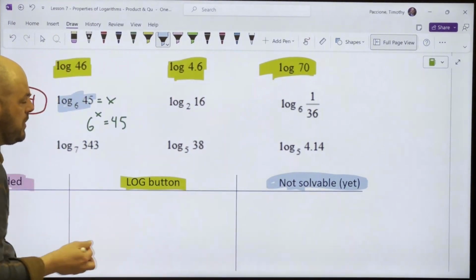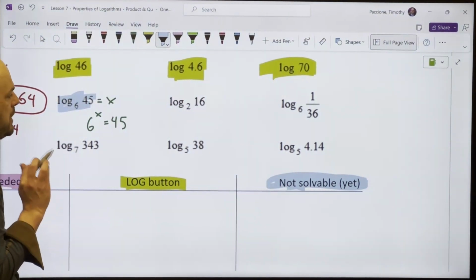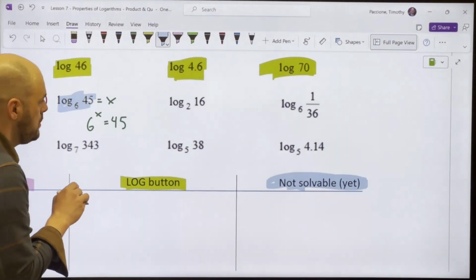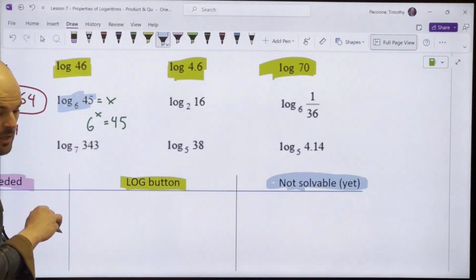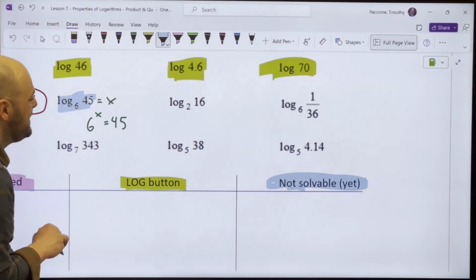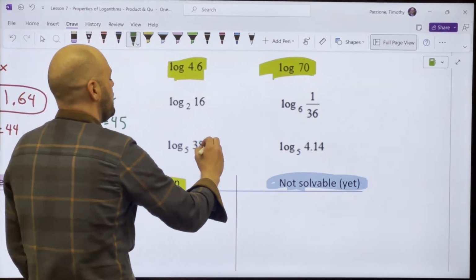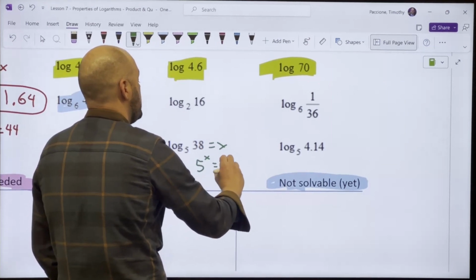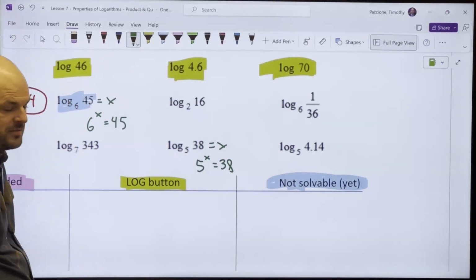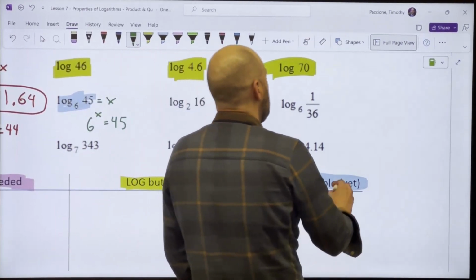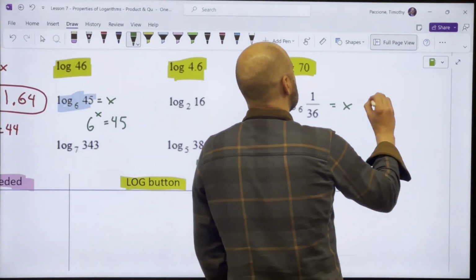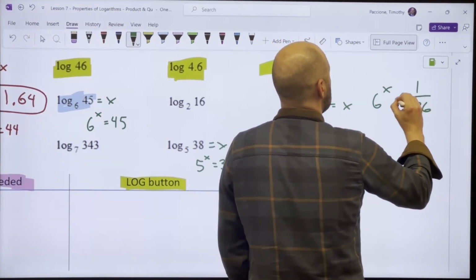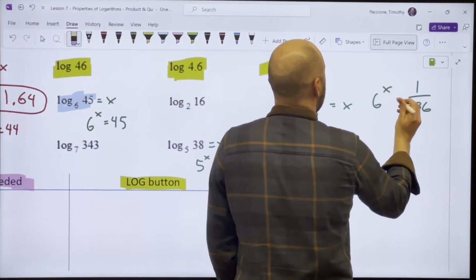And you would go on and do that for every one of these. Now, any of these that we're not sure about? I'll do both. All right, so this is x. 5 to the x equals 38. Could you figure that out? No. So it's not solvable. This one equals x. 6 to the x equals 1 over 36. Do you have a feeling that maybe you could figure it out? Yeah.